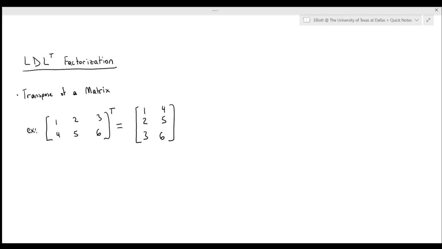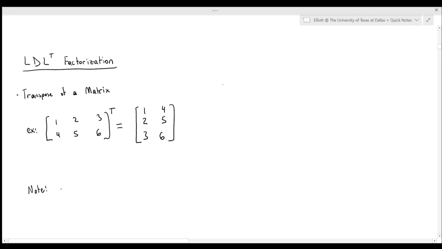Now, I won't go too much into it right now. I might, towards the end of the semester, get more into why the transpose is important. But for now, what I will just make a note of is regarding why the transpose is an important operation.